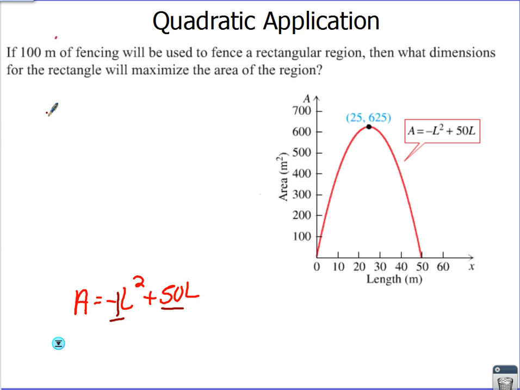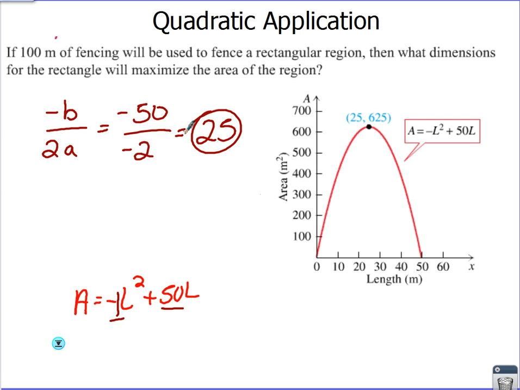The formula, negative B over 2A. If it's in standard form, the x value of your vertex or your axis of symmetry will always occur at negative B over 2A. Negative B over 2 times A, which is 25. That's the input value. That's the length that will yield the maximum area. That's not your area. That's the L that will yield the maximum area.